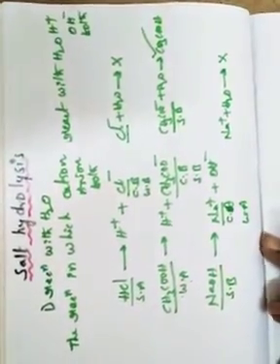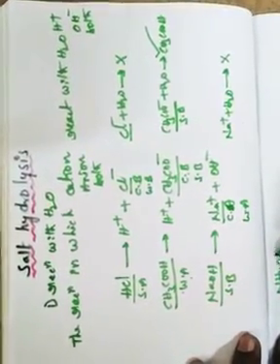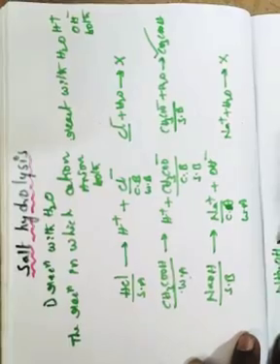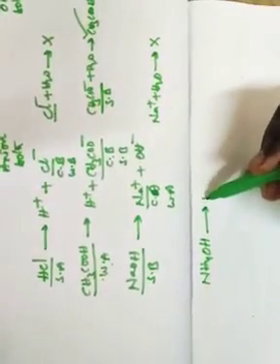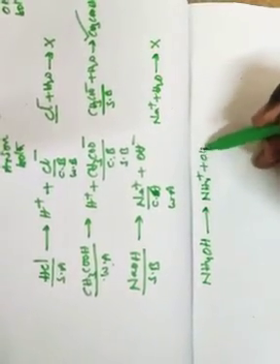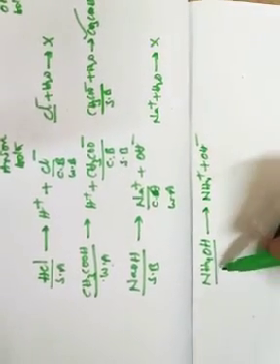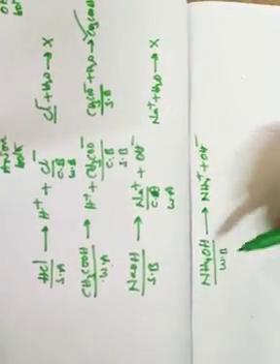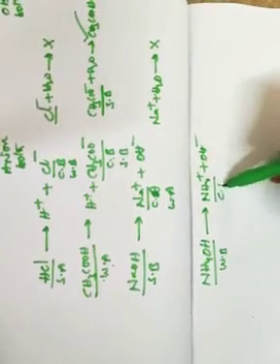In the next example, NH3 or NH4OH. When you dissolve NH4OH in water, it produces NH4+ and OH-. Now you know that NH4OH is a weak base, and NH4+ is its conjugate acid.